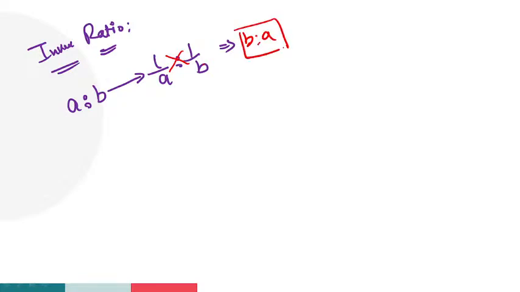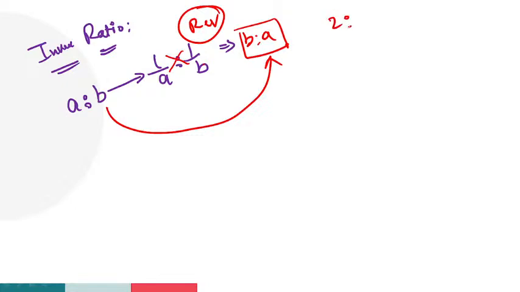Okay, just remember, guys, when 2 quantities are given, then reverse. A is to B, the inverse ratio is B is to A, and for example 2 is to 3, the inverse ratio is how much, guys? 3 is to 2, guys.